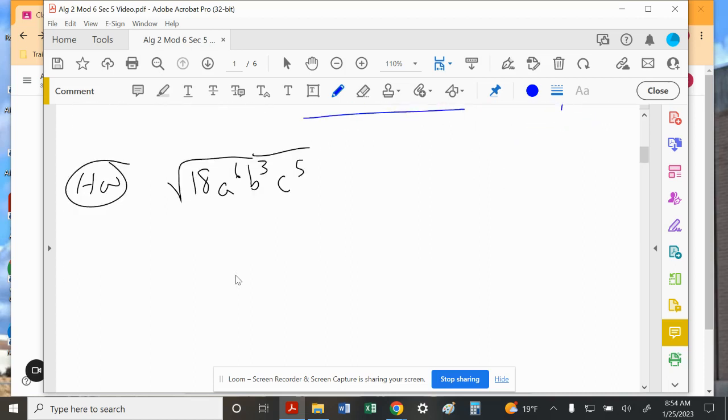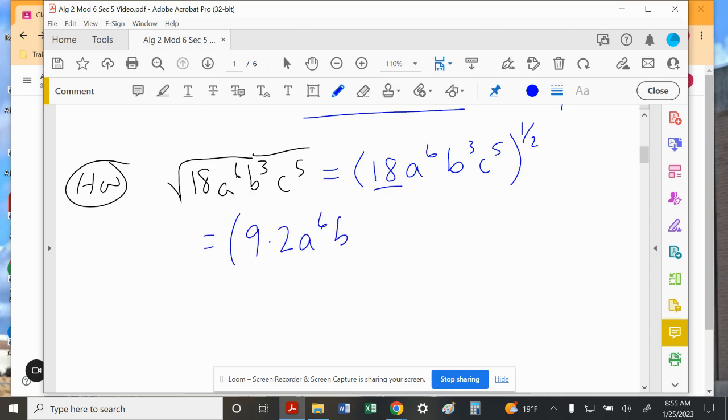A couple things that I can think about, at least, is I could write it like this, all to the 1/2 power. So I need to figure out how to split up the 18 into something that I can take the square root of. So 9 times 2, a to the 6th, b to the 3rd, c to the 5th, all to the 1/2 power.